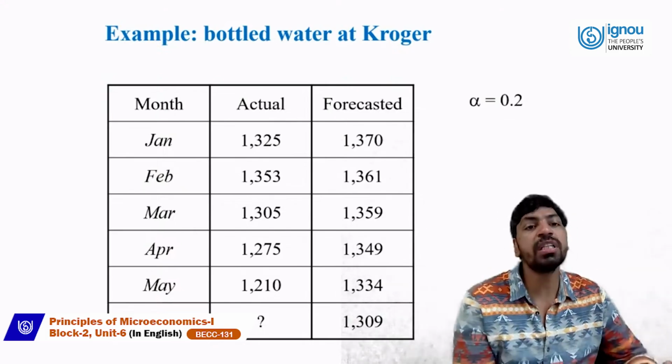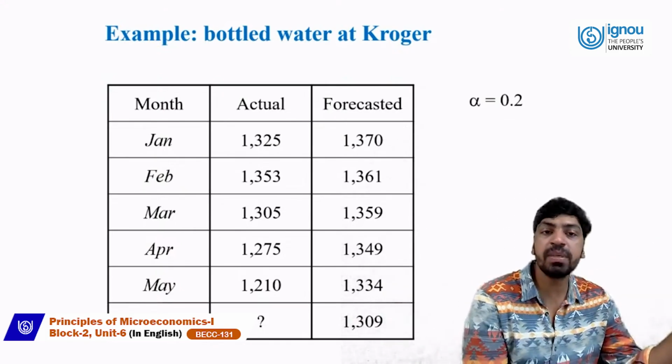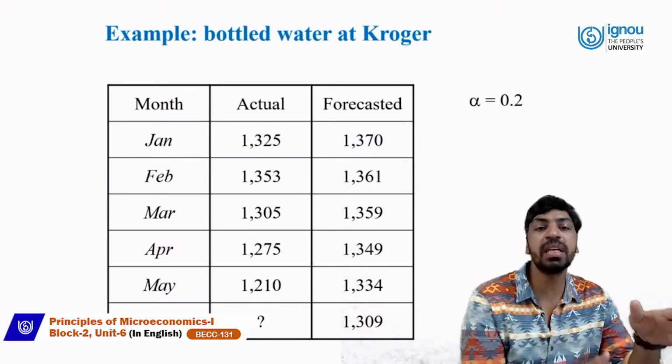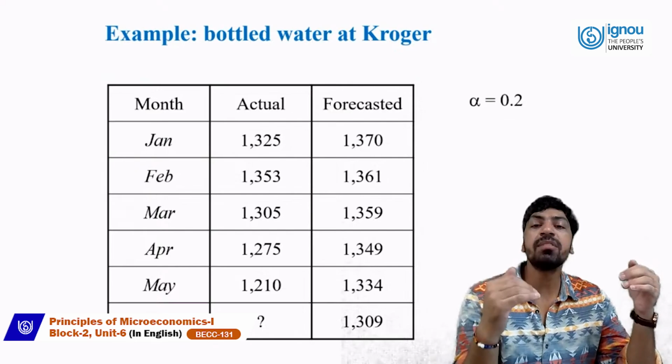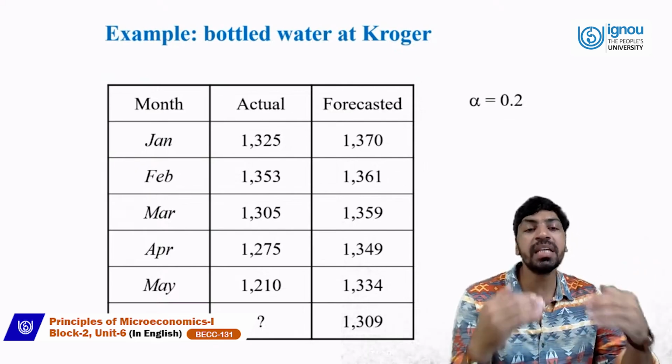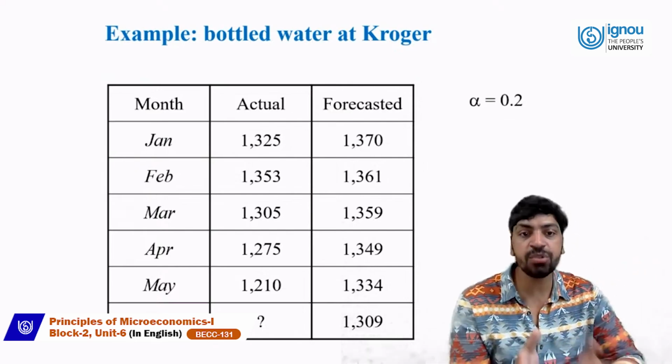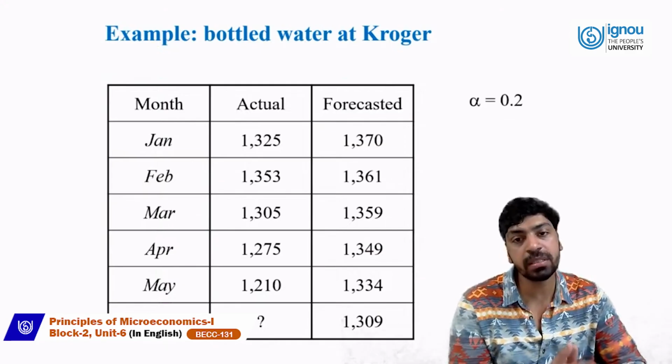So this is a question given to you where the number of months is given, the actual values are given, the forecasted value of the first month is given, and the rest of the forecasted values you need to estimate, you need to calculate, and that is all about this question.